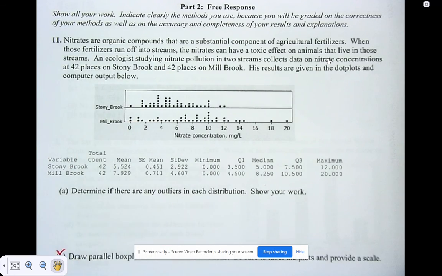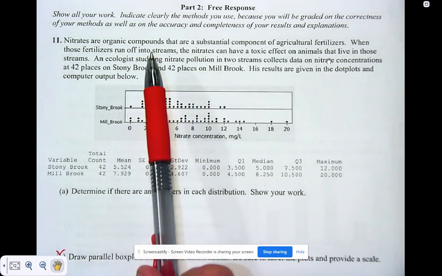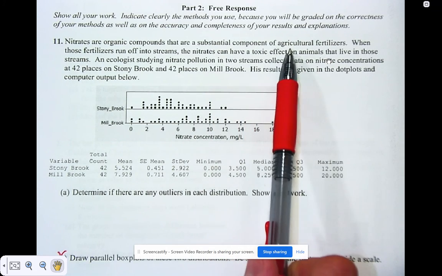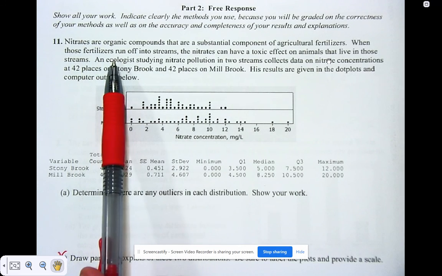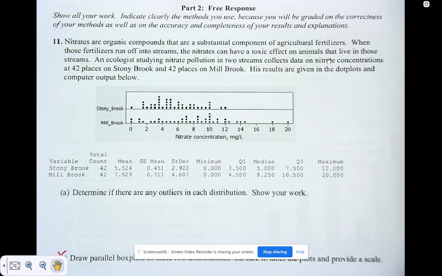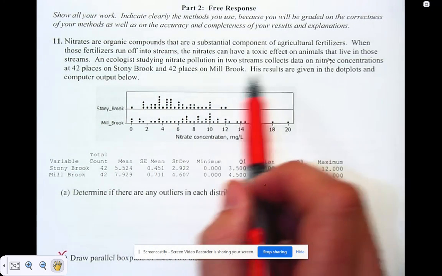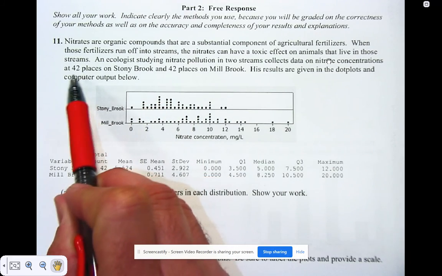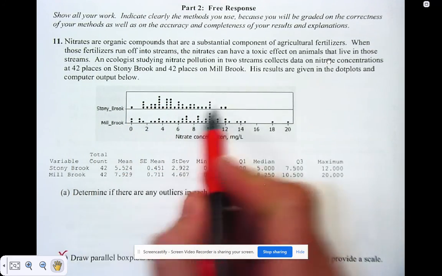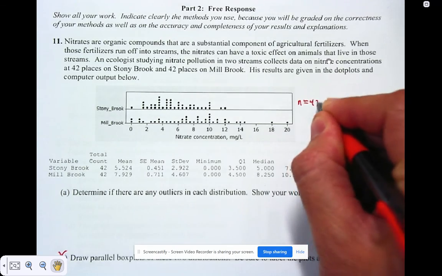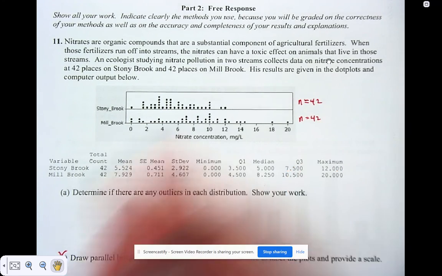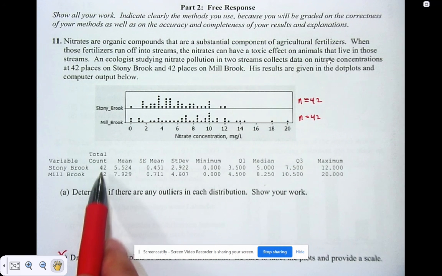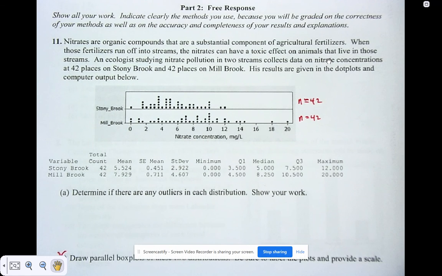You've got nitrates, which are organic compounds that are a substantial component of agricultural fertilizers. So you find nitrates in the fertilizers. When those fertilizers run off into the streams, the nitrates can have a toxic effect on animals that live in those streams. An ecologist studying nitrate pollution in two streams collects data on the concentrations at 42 places in Stony Brook. So up here, there are 42 data points, and 42 places on Millbrook, so there's also 42 data points here. You can also see down here in this data printout that those are the number of data points.